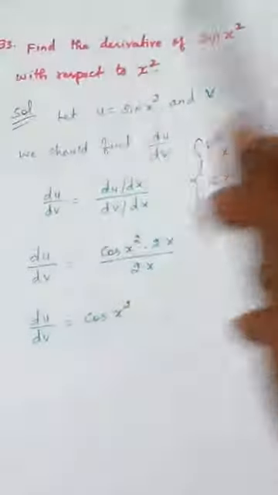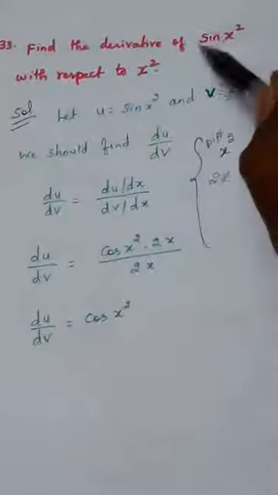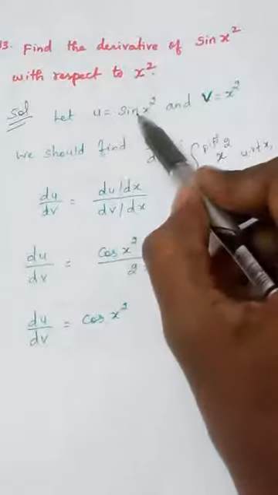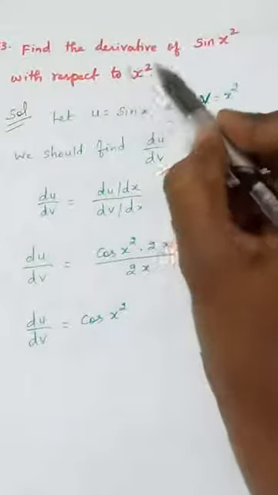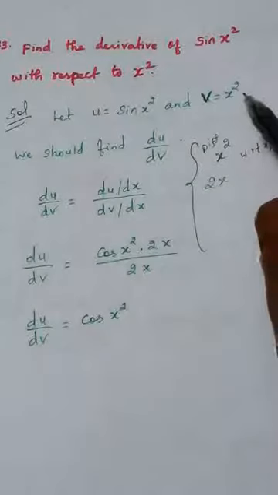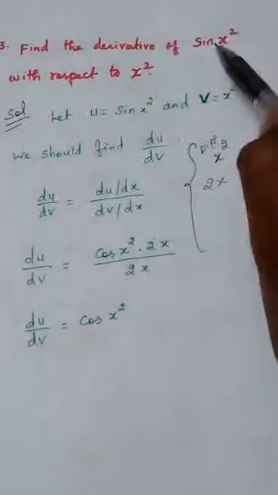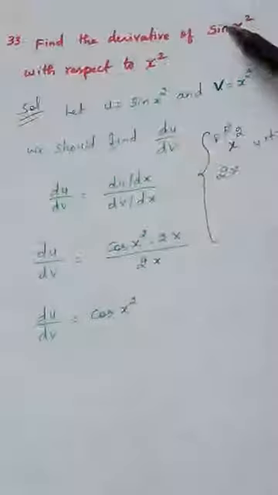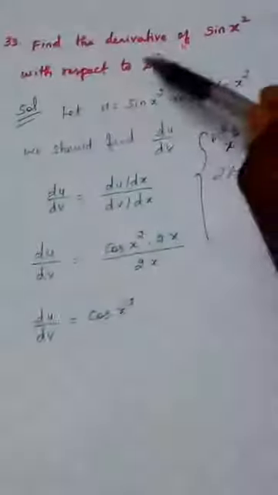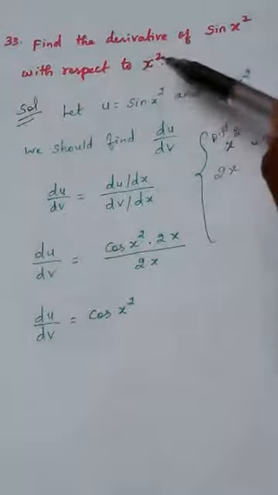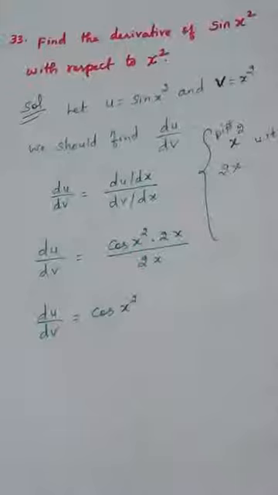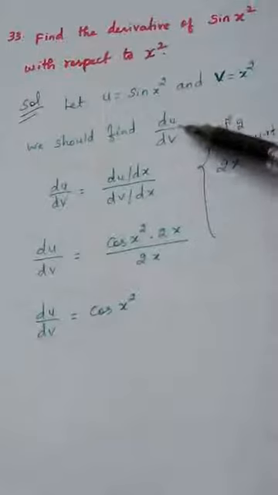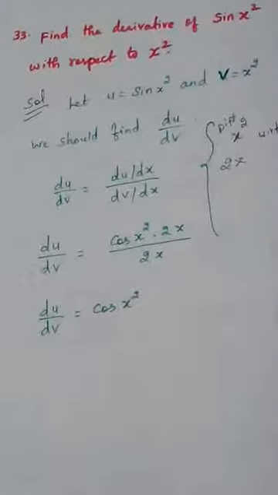So in this kind of problem, first the function for which we need to find the differentiation, take that as u, and the function with respect to which we have to differentiate, take that as v. Again I repeat, here we need to differentiate sin x square, so take that as u. We differentiate it with respect to x square, so take that as v. Now you should understand that we need to find du by dv.